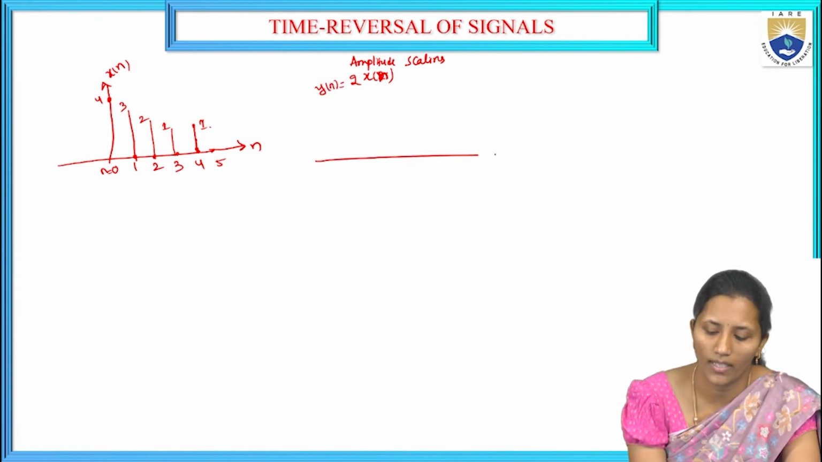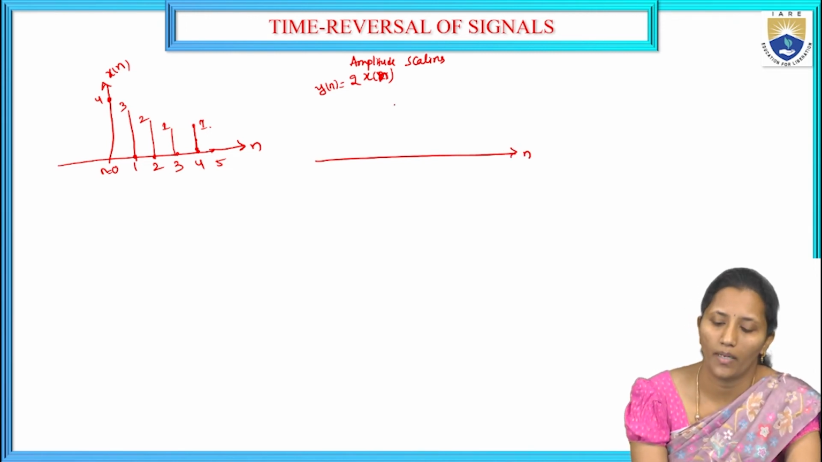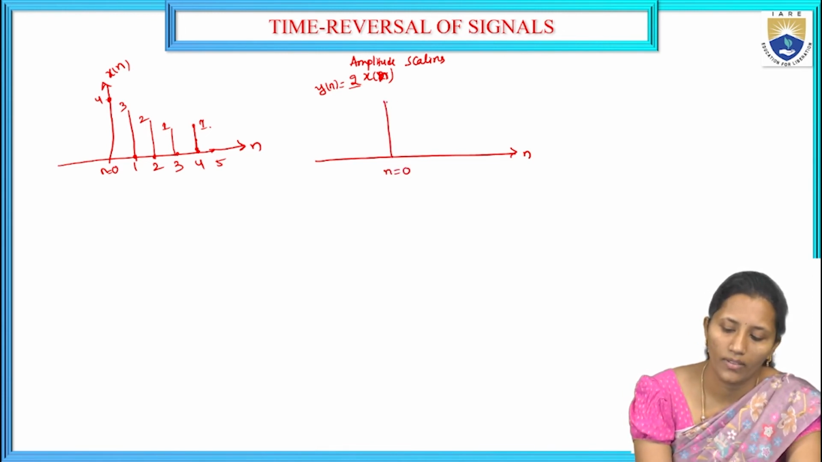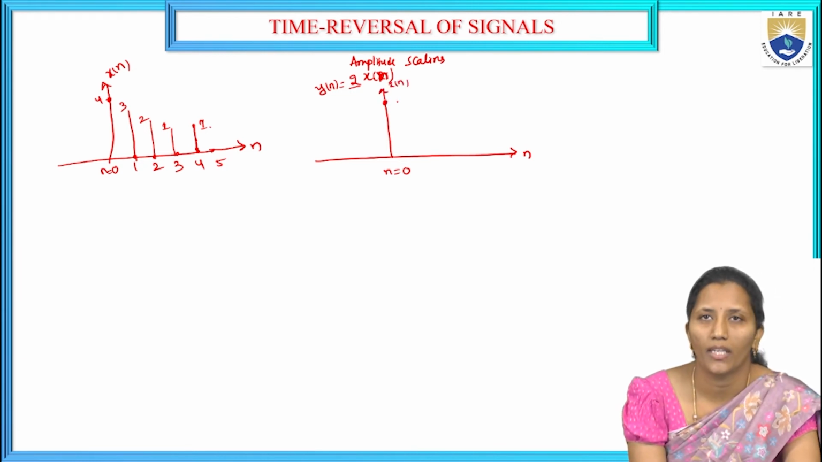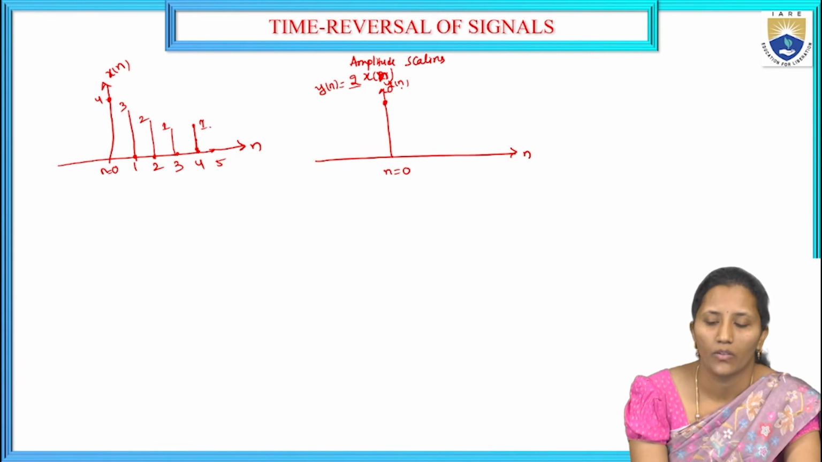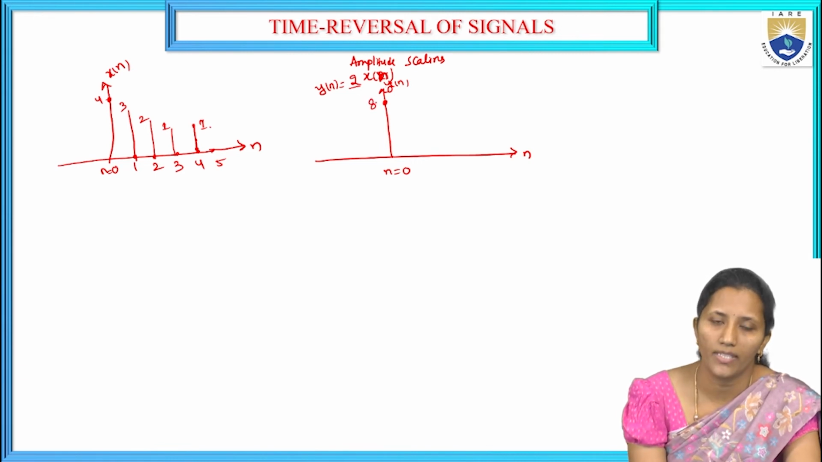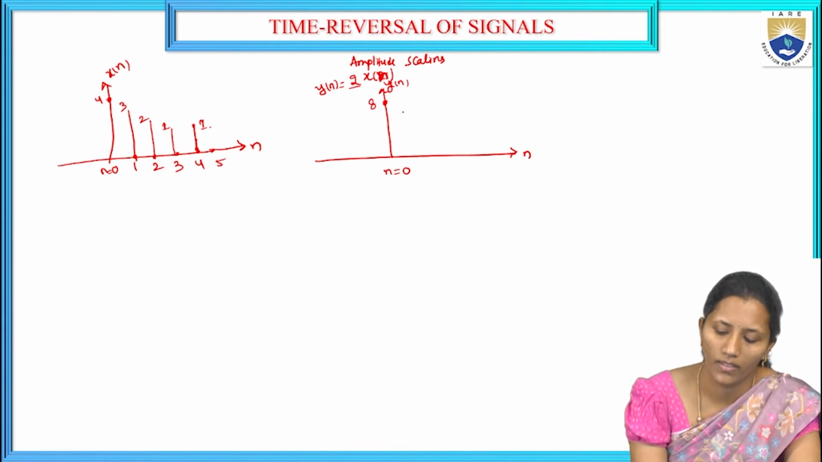So, for amplitude scaling, what do we have to do? Only the amplitudes will be multiplied by the constant 2. So, for n is equal to 0, here we have magnitude 4, that will be multiplied by 2, and you are going to get the amplitude 8. Here 3 into 2, 6.